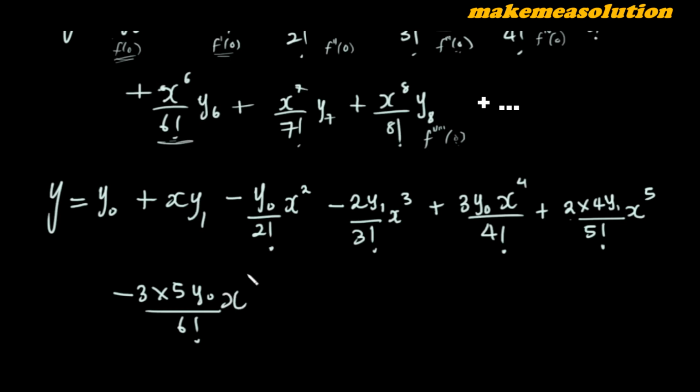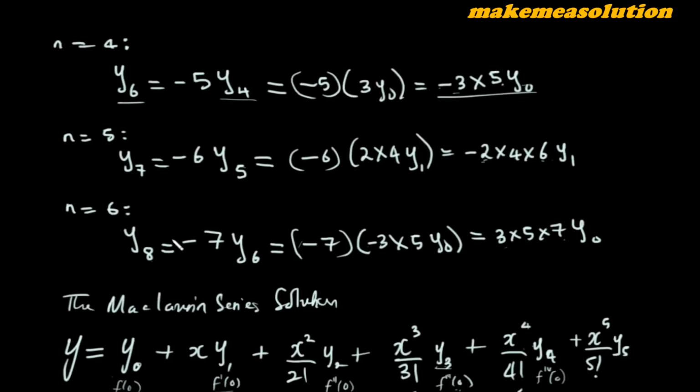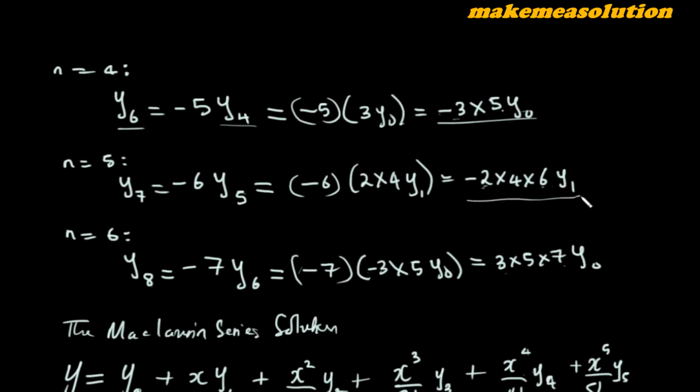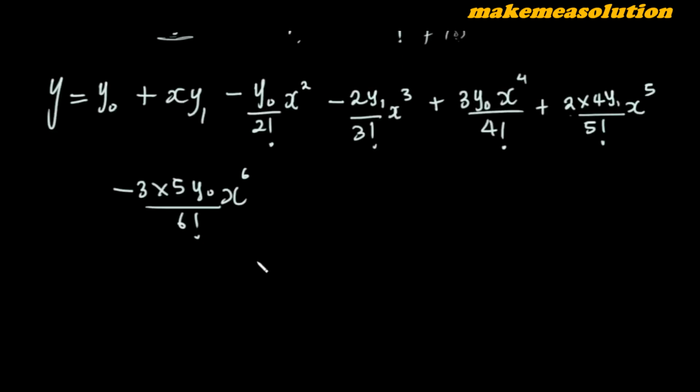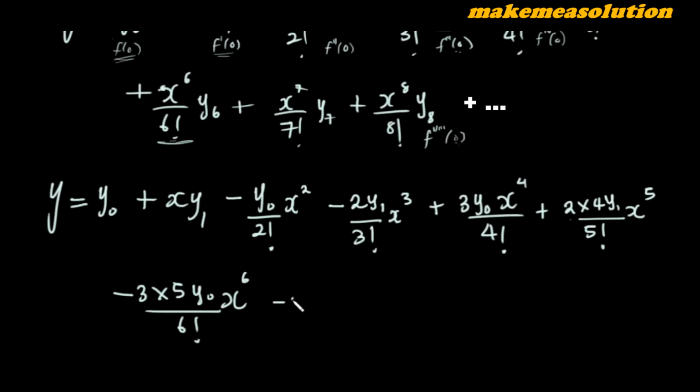Then you now put x raised to the power of 6. Then let's check what y7 is. y7 is actually negative 2 times 4 times 6 y1. So you now have negative 2 times 4 times 6 y1 x to the 7, and all over 7 factorial, and plus y8.